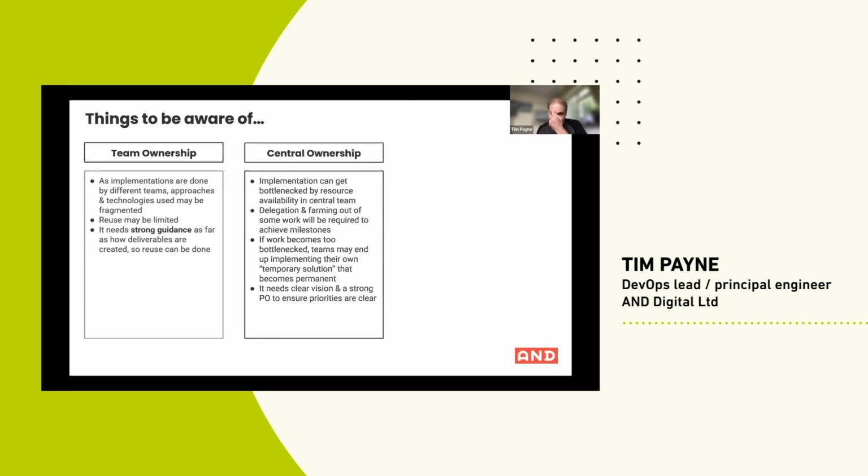On the central approach, the biggest problem is bottlenecking. If you've got one central team that's owning both the analysis and the implementation, or doing the main set of the implementation, they can get bottlenecked. And I've seen that happen quite a lot of times, especially when you're involving security teams. And if the work gets bottlenecked, then you may find that some of the project teams end up implementing their own "temporary solution" that becomes more permanent. So then you've got two sets of migration problems, one migrating into the temporary solution and then migrating out of the temporary solution into the real solution.